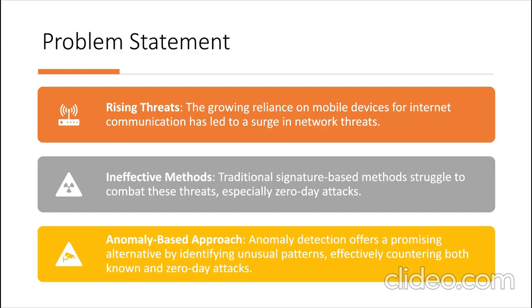Now, why is this a problem? Well, these days we do almost everything on our mobile, from email to business stuff. With more mobile activity, there are more bad actors trying to mess things up. The old ways of stopping these bad actors, like using signature based approaches, don't work so well anymore, especially against new types of attack. So we are trying a different approach called anomaly detection. It's like looking for unusual patterns instead of just known bad stuff. So this way we can catch both the usual and the brand new attacks also.